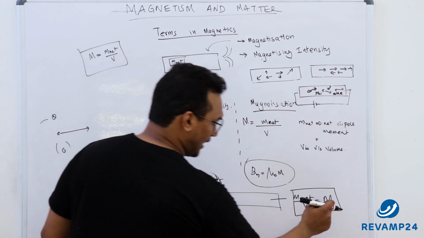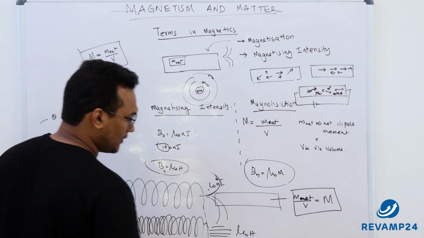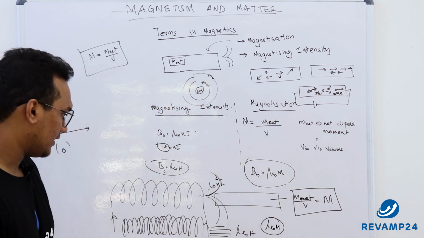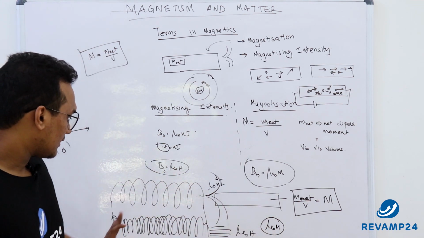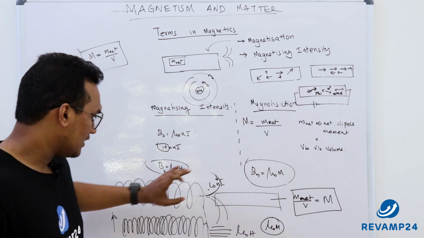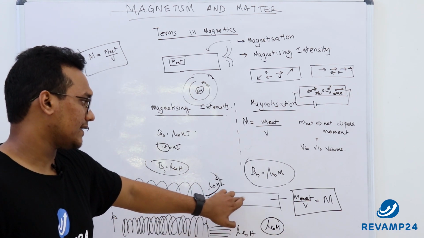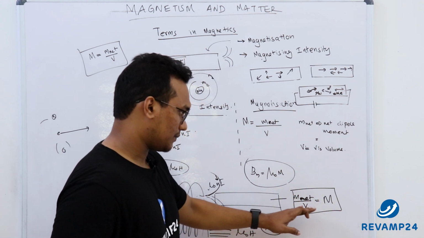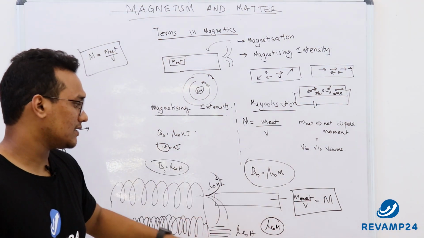Now, if M is the magnetization, we know that the magnetic field created inside the specimen will be mu0 into H. The current passed through a solenoid, the magnetizing intensity H we have provided, has created a magnetic field mu0 into H. With that magnetic field, the substance has created a net magnetic moment, M net, which has been measured with respect to volume. That is, M net per unit volume is magnetization. Now the magnetic field inside this is mu0 into H.